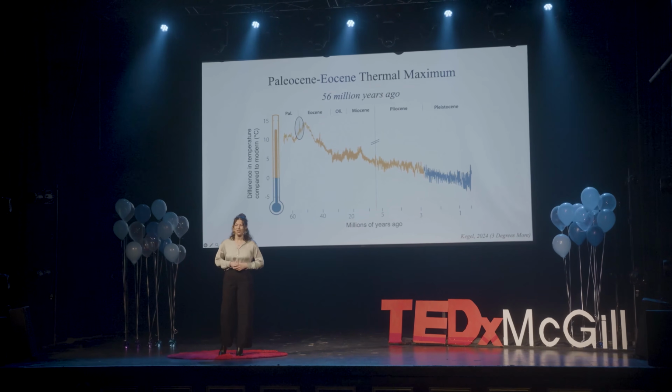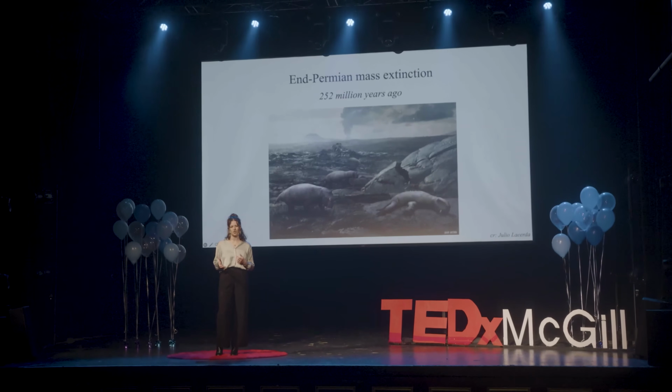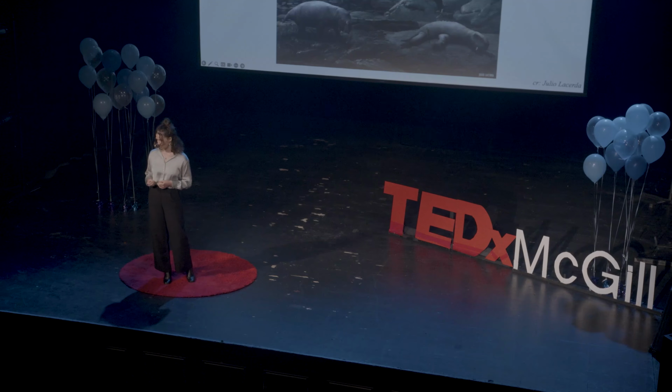We can also look at more extreme examples, such as the largest mass extinction in the whole of Earth's history, the end Permian. 252 million years ago, there was again a huge emission of volcanic CO2, but this time, temperatures warmed by over 10 degrees Celsius. That is an unimaginable amount of climate change. And the result? The extinction of over 90% of species on Earth.